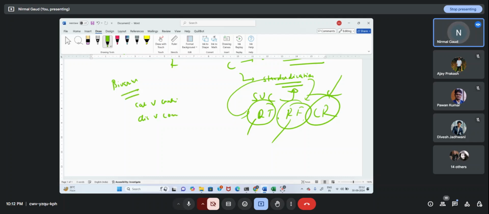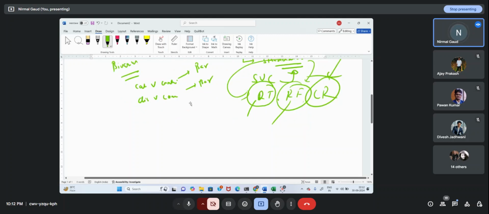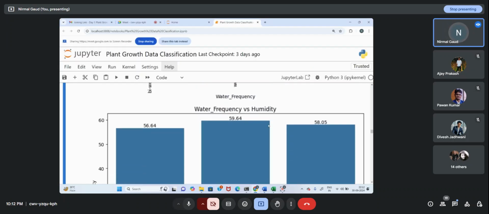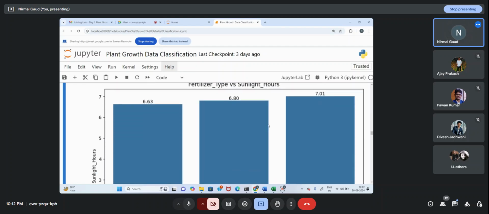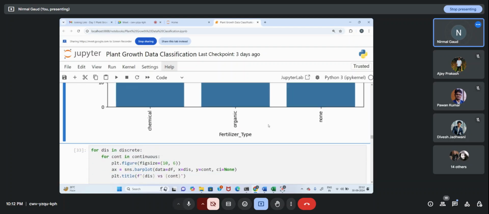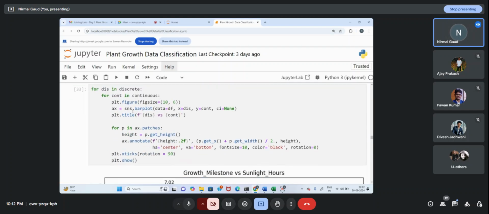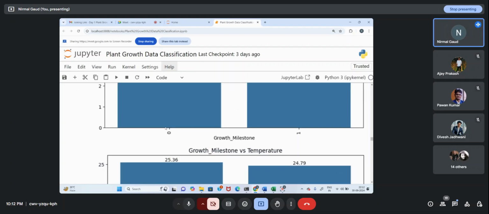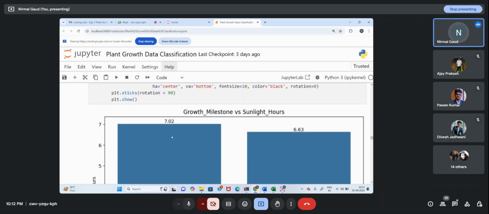In bivariate analysis, here also the bar plot is preferred. This is what you can make. So I have built the bar plots for them. All the bar plots show the average values. Discrete versus continuous also, bar plot, average values. Okay, growth milestone, that is for 0.